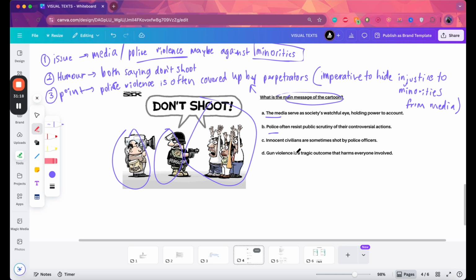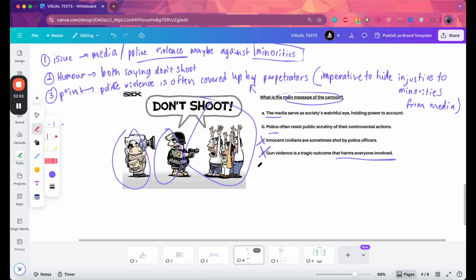Now to look at option C. Innocent civilians are sometimes shot by police. I feel like the main message of this goes beyond just that. I feel like that's correct on its own, but in terms of this particular text, the answer that they want goes a bit further than that and actually incorporates more of this main theme. D, gun violence is a tragic outcome that harms everyone involved. I don't think the harms everyone involved part really shows up in this text. I don't think the media person is harmed here, and I don't think this police officer is harmed. If anything, it's just these people here. So I'll get rid of that.